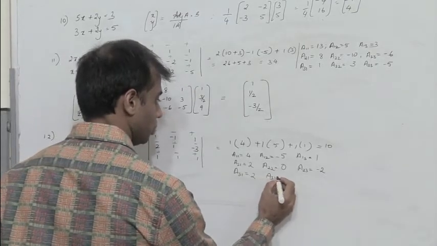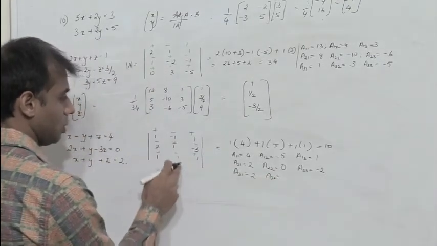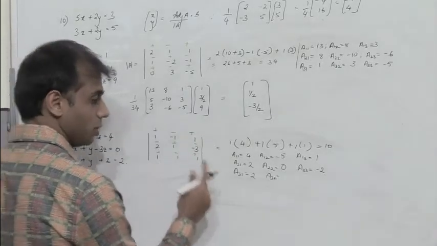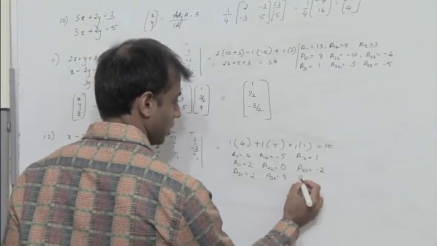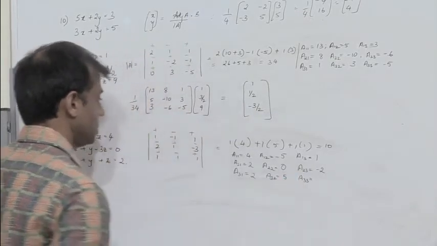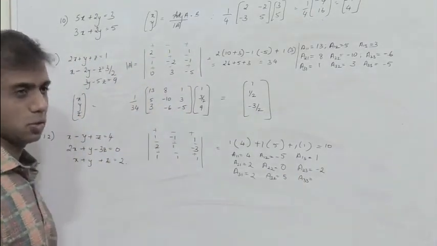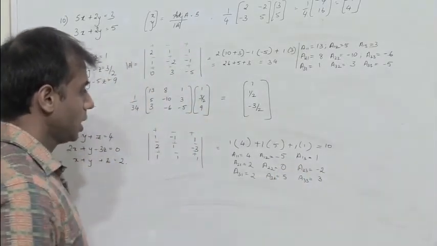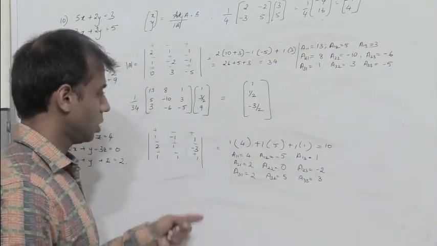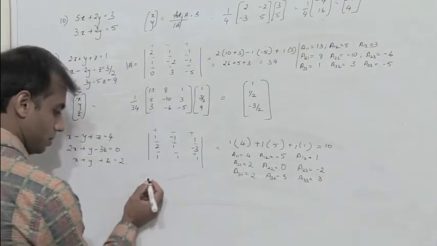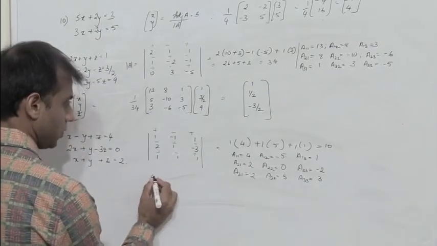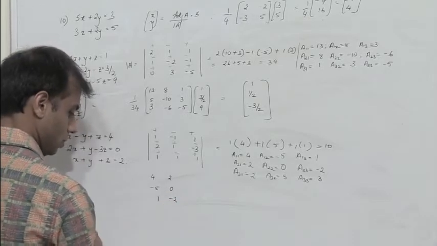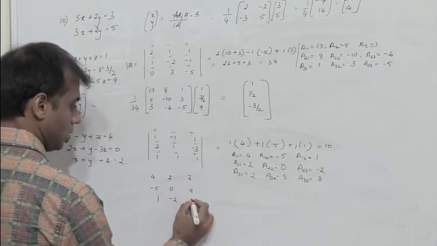Next, A32 is third row and second column, so I get minus 3 minus 2, which is minus 5, into the minus sign, which is plus 5. And then A33 is 1 plus 2, which is 3. So writing these cofactors column-wise, we get 4, minus 5, 1, 2, 0, minus 2, and then 2, 5, 3.